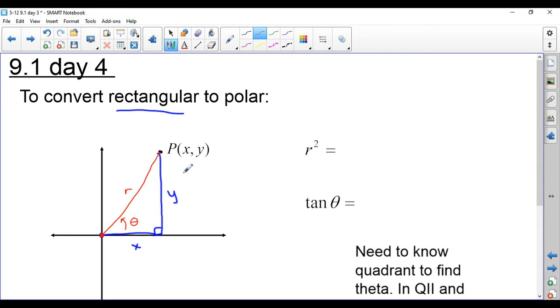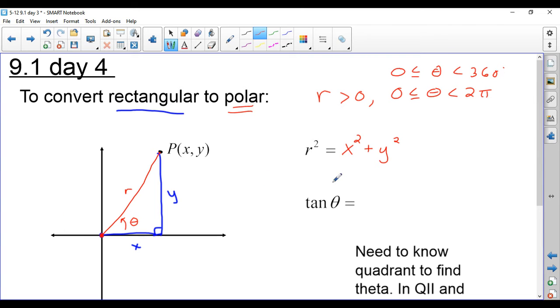If I look at this triangle, I can find r by using the Pythagorean theorem. r squared equals x squared plus y squared. You would do x squared plus y squared, take the square root, and get the value of r. And again, when we go to polar coordinates, we're always going to make that r a positive radius. And we're going to name these angles between 0 and 2 pi radians, or if we were going in degrees, between 0 and 360. So we're going to go in the positive direction.